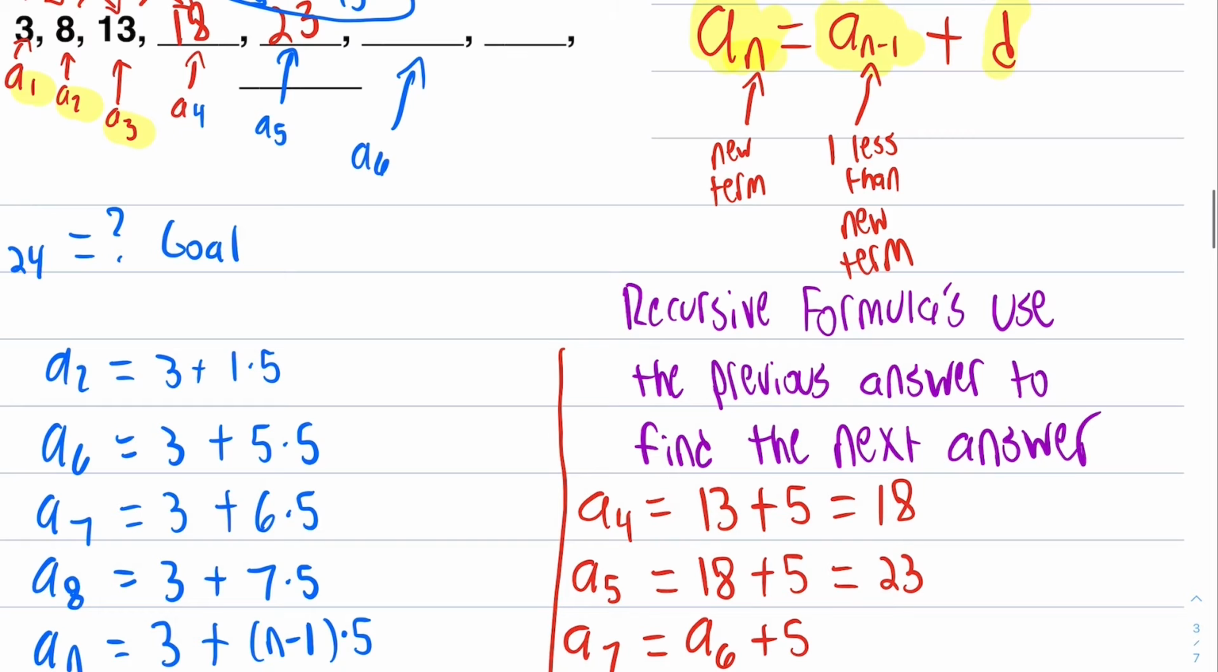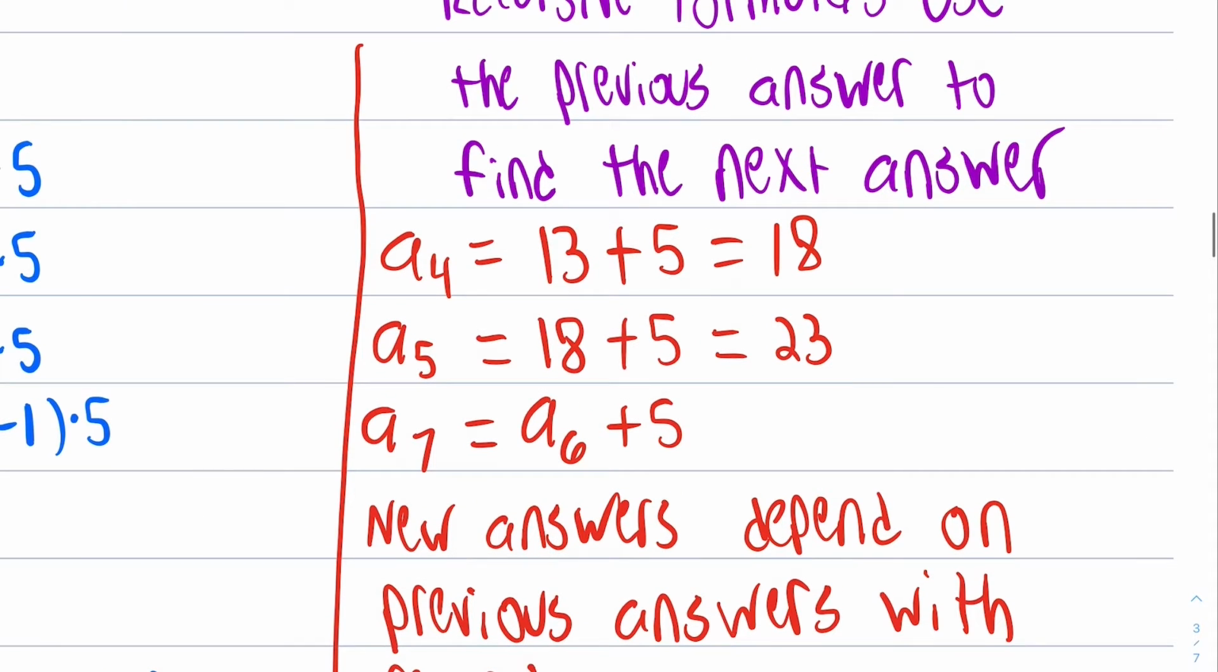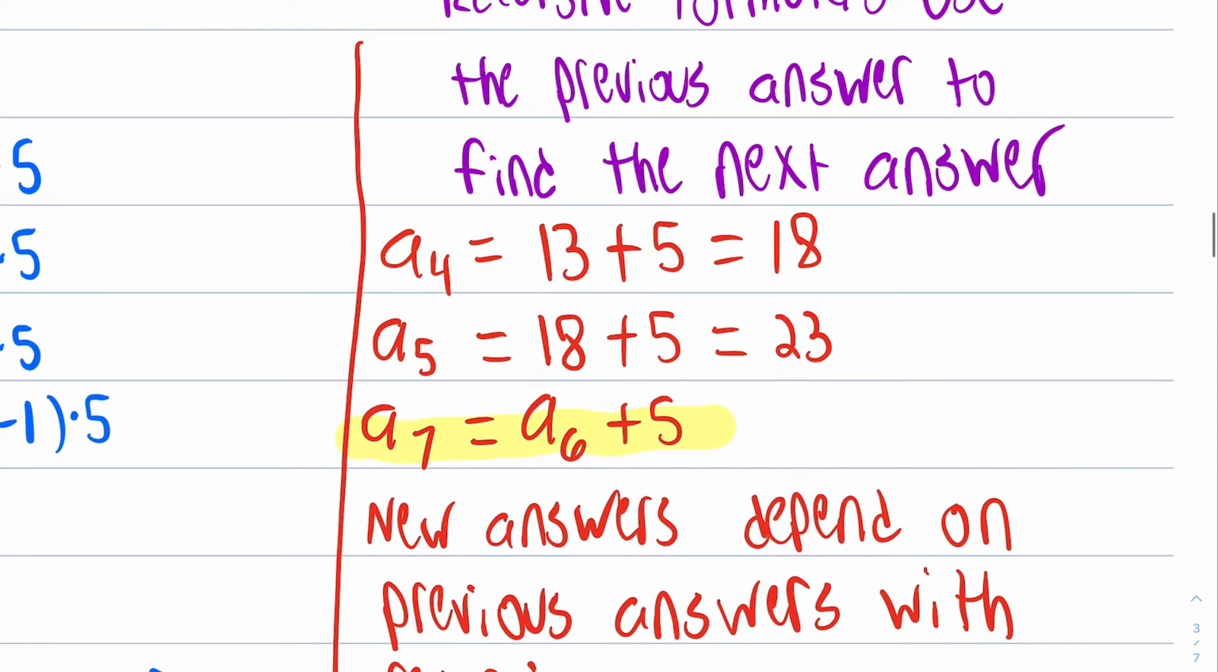But with recursive formulas, you're not allowed to skip any steps. If you wanted to find the 7th term, like we did down here at the bottom, then we needed to find the 6th one. And in order to find the 6th one, we have to find the 5th one. If we want to know the 5th one, then we have to know the 4th one. There's no skipping because each one is written so that it depends on the last one.